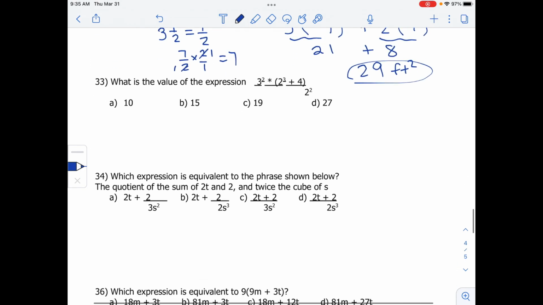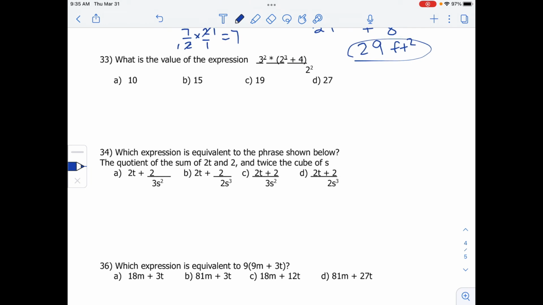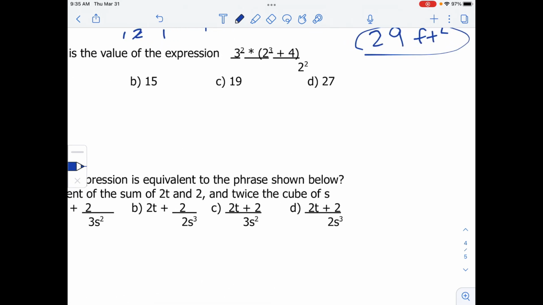All right, number 33, what is the value of the expression? Again, we're going to use order of operations here. I'm going to rewrite it. And this is all over 2 squared. I know it's kind of off to the side here, but we're going to bring it over.